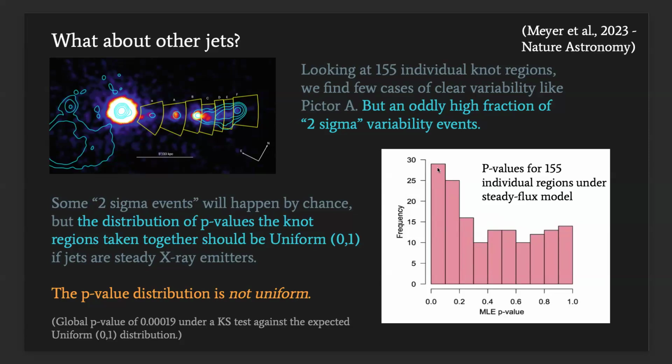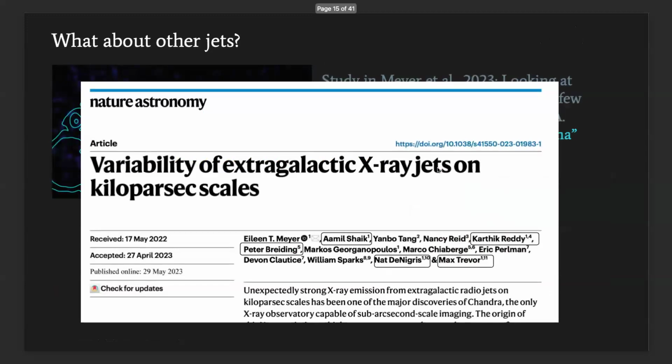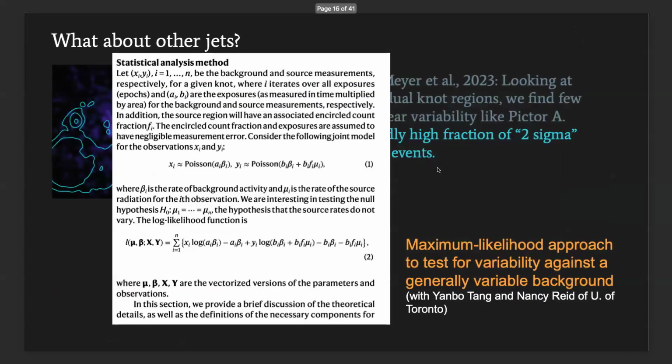We kept finding this tail at low p-values, and that indicated that there was indeed too much variability. It was a little bit beyond what was expected. So this was fun. This was published in Nature Astronomy a couple of years ago.